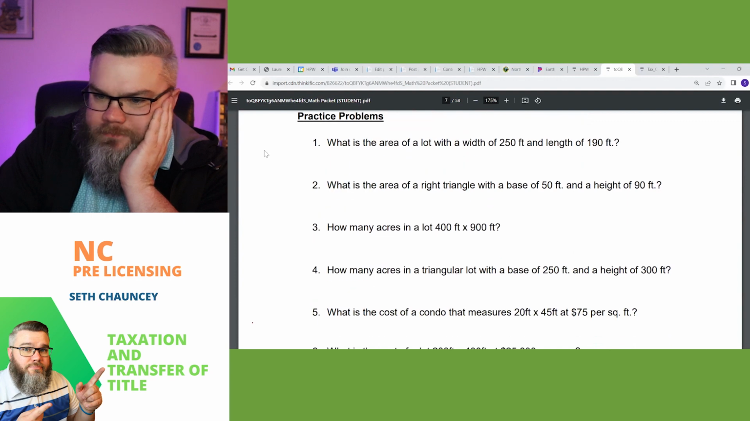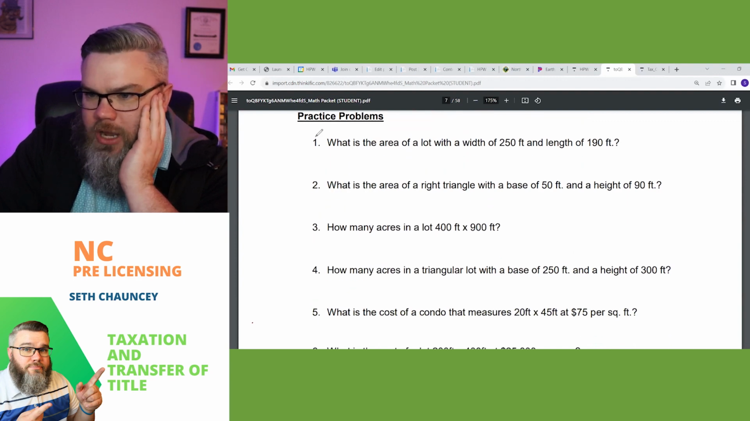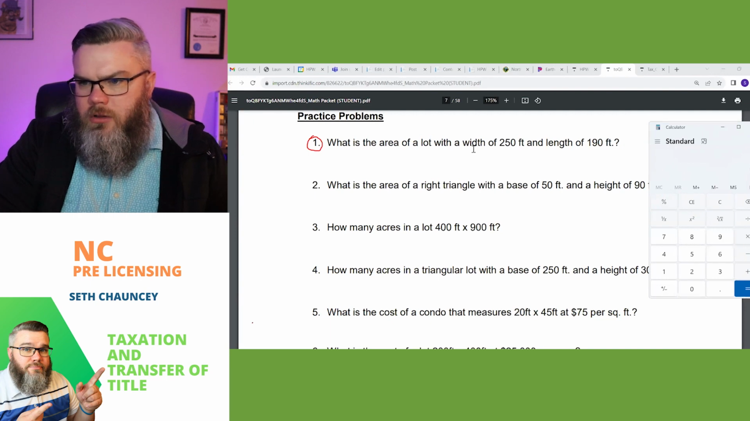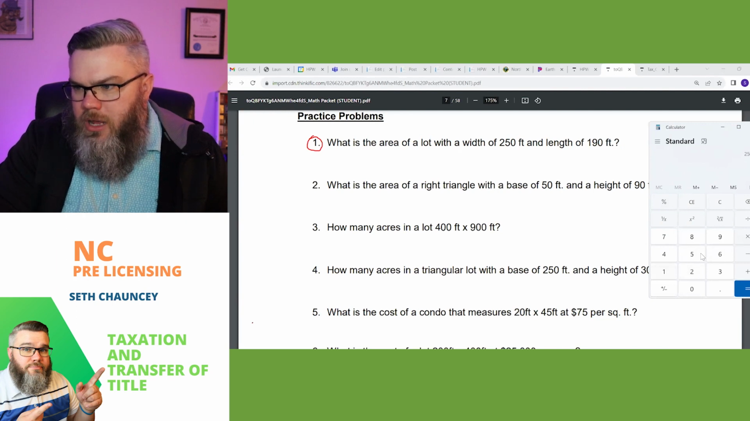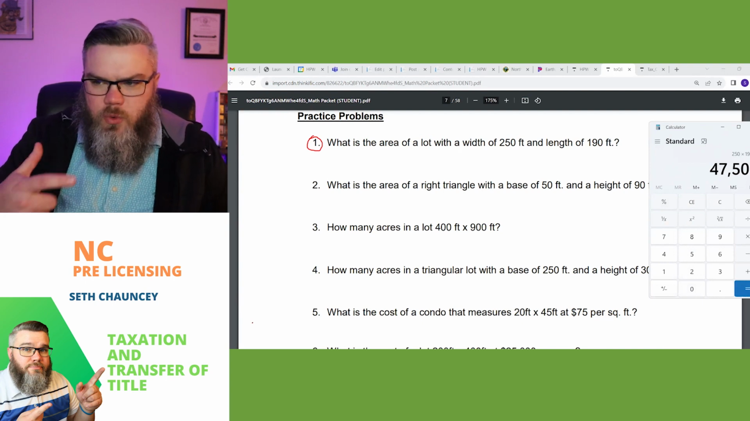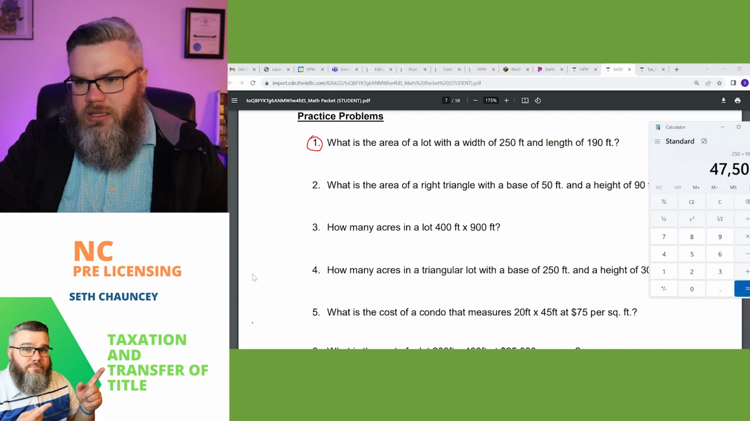Start with this one, number 1. Do it for me real quick. Tell me what you got. You're throwing the answer in the chat already. All we are looking for is the area of a lot with a width of 250, length of 190. So 250 times 190 gives us 47,500 square feet.